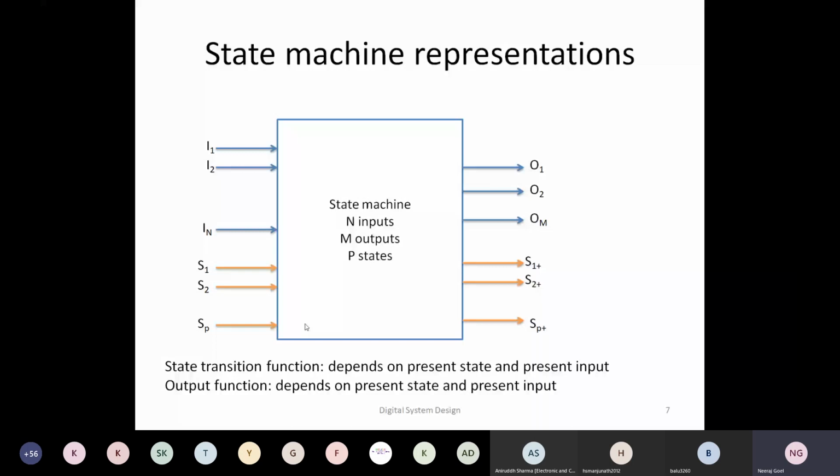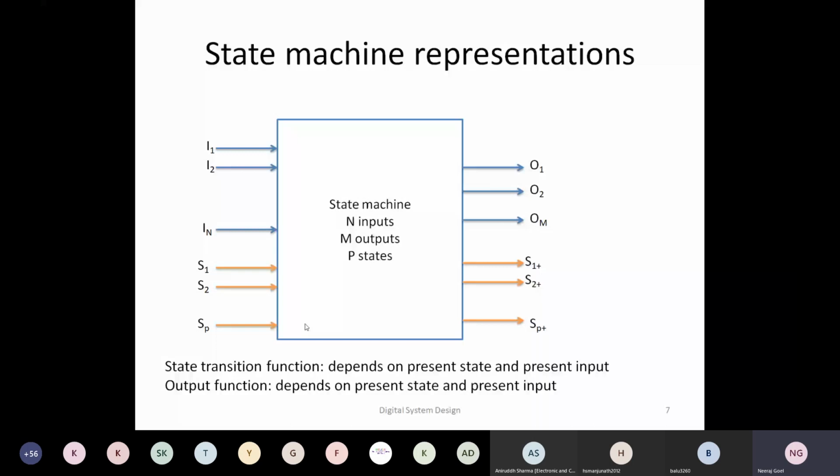Similarly, these current inputs also will change these states. So that means my next state will depend on my current inputs and my present state. So the next state would depend on the present state plus the inputs. So this is, in summary, how we can represent our sequential system or state machines.